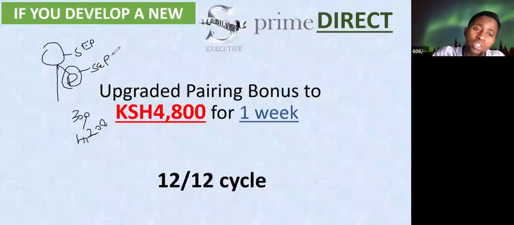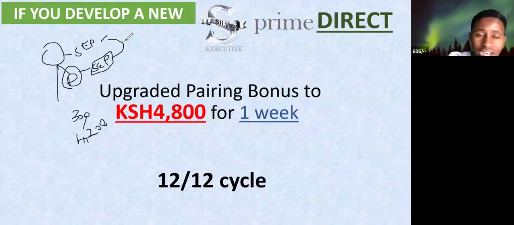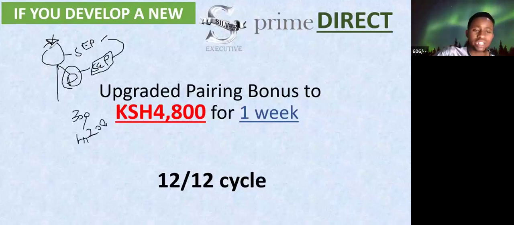But because your direct downline has hit the silver executive rank, for 1 week, for 7 days, you start earning 4,800 for 7 days. And it is your first account that earns that 4,800. Your other accounts still continue earning 4,200.